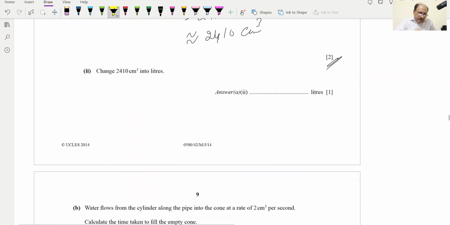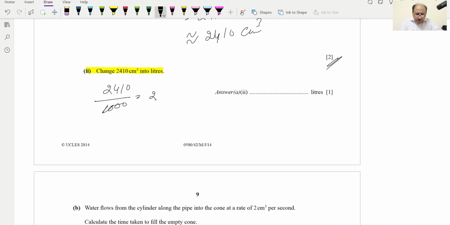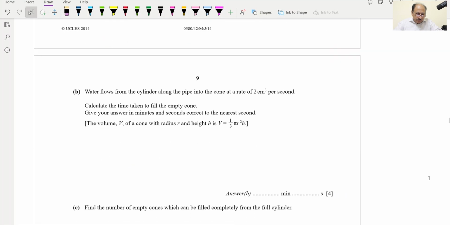Now second part, change this one, unit conversion. So we know centimeter cubes will be dividing 2410 by 1000, so this will be into liters. 2410 divided by 1000 is equal to 2.41 liters, and that will be the answer over here. This is the 1 mark part which we are done.